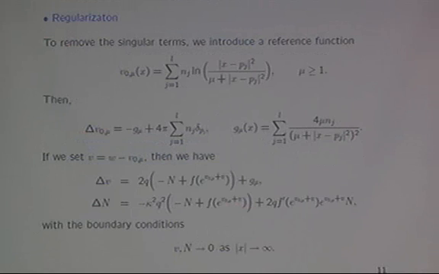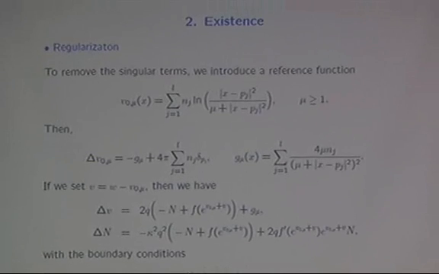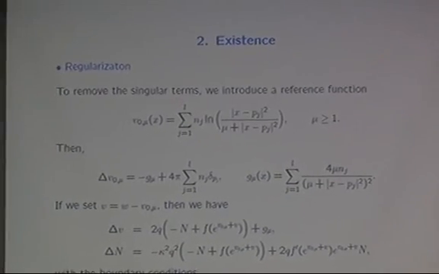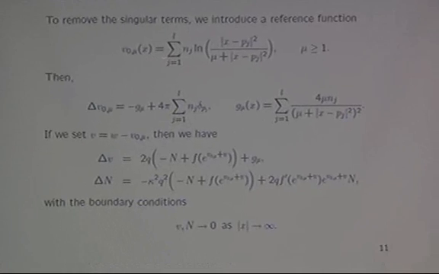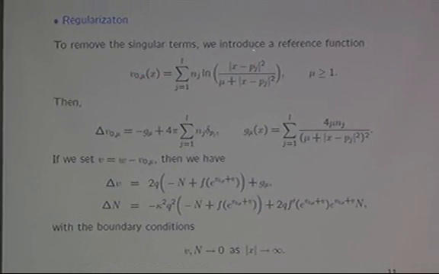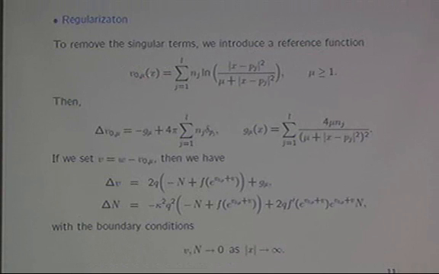So let me briefly introduce the ideal proofs. For this, we need some regularization, to remove the singular terms on the right-hand side of the equation. If we introduce a function v0 mu, then it satisfies these equations. If we change variables like this, then we have a regularized version of our equations with these boundary conditions.